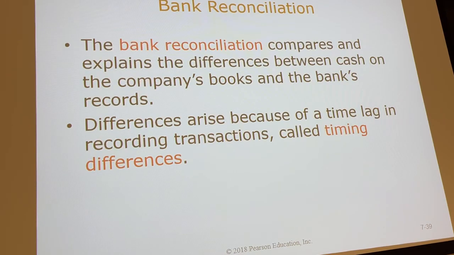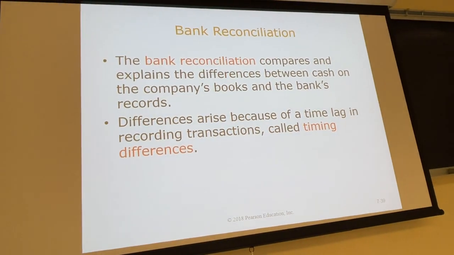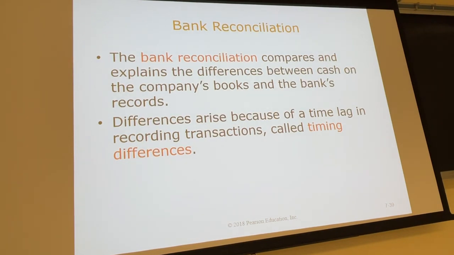have done if you have reconciled your personal checking account. So what we're doing with the bank reconciliation is we're comparing the balance that's shown on the company's books to the balance that's shown in the bank's records, often as reflected on the bank's end of month statement. And we're trying to explain the differences between the two balances. And often these differences arise because of timing differences, but not always, but very often it's a timing difference.